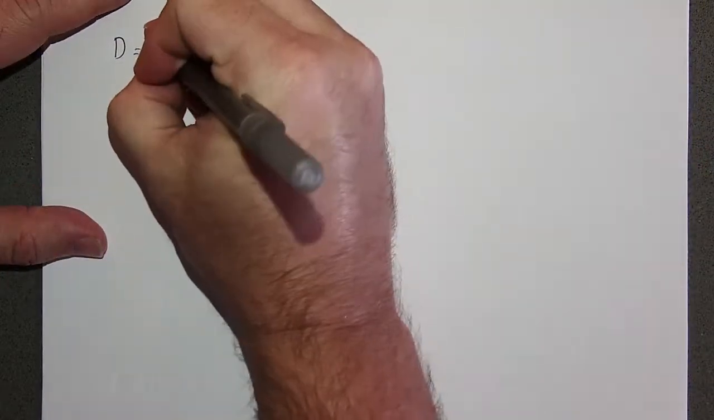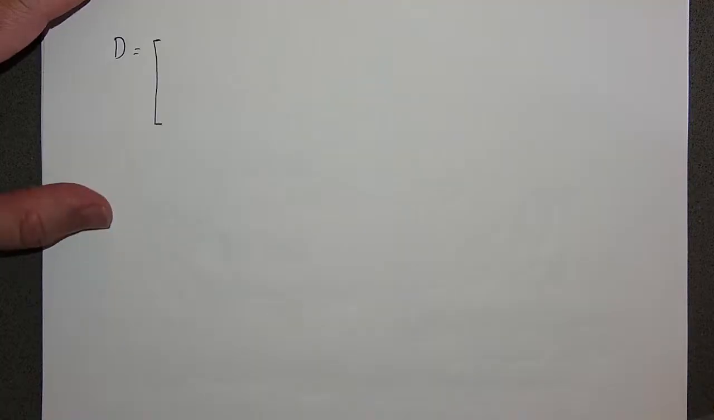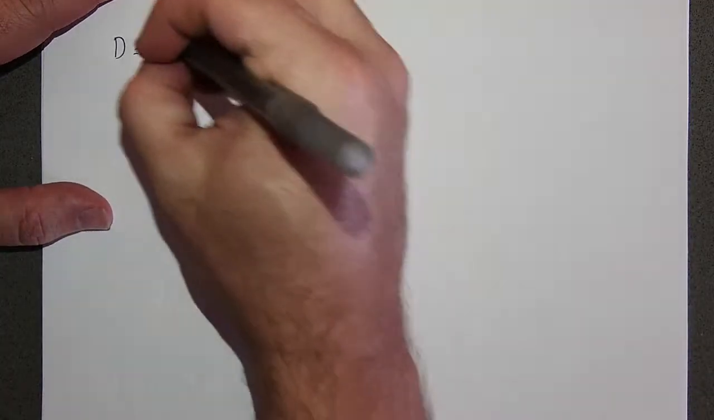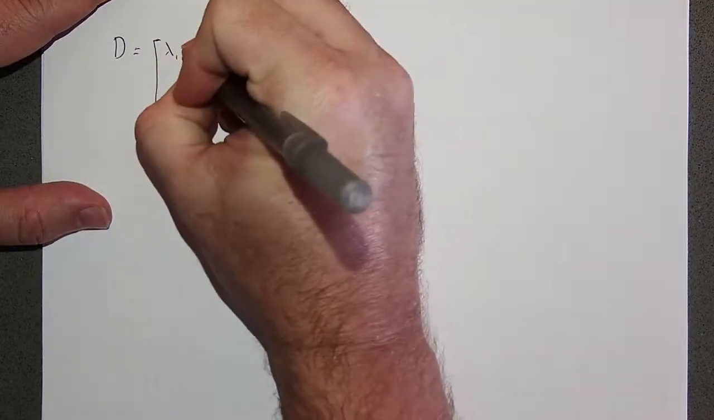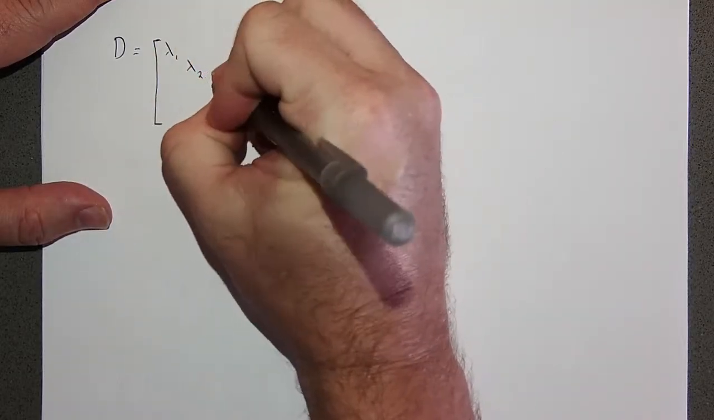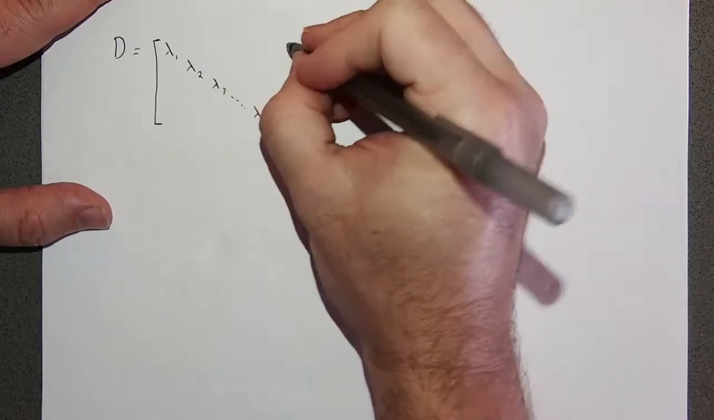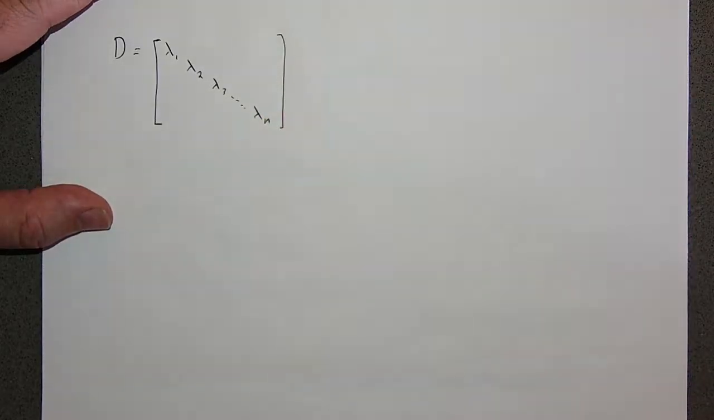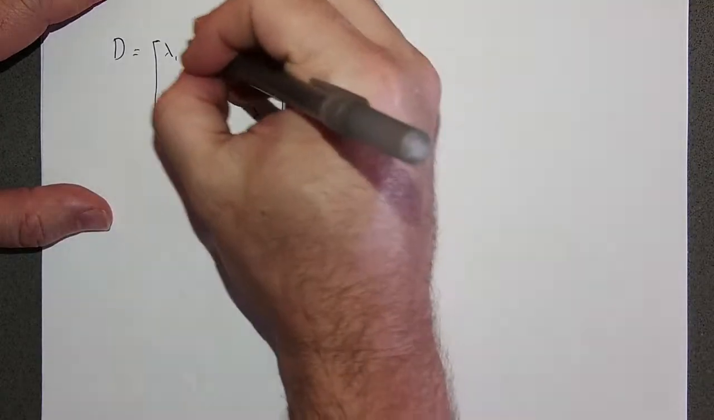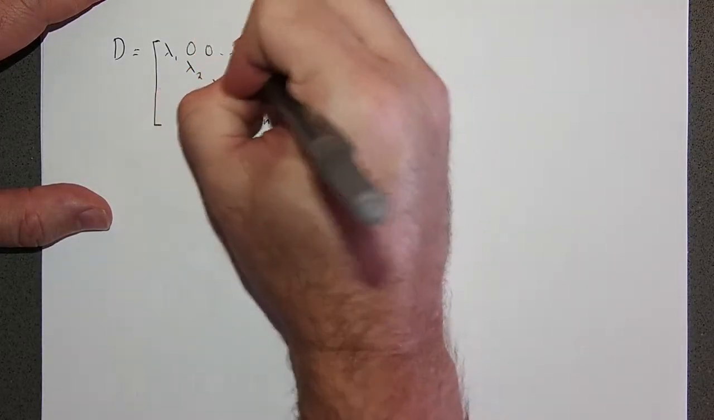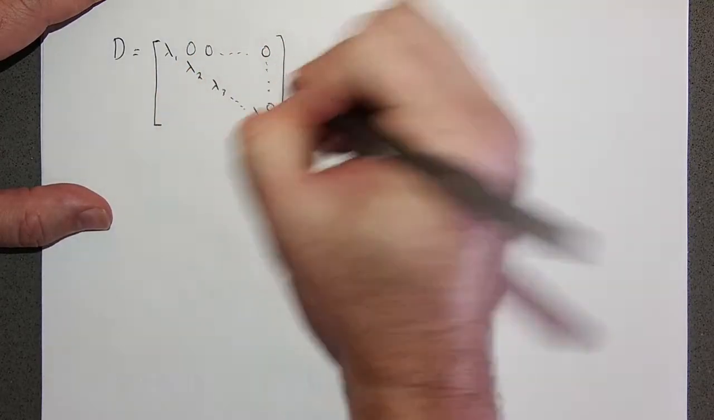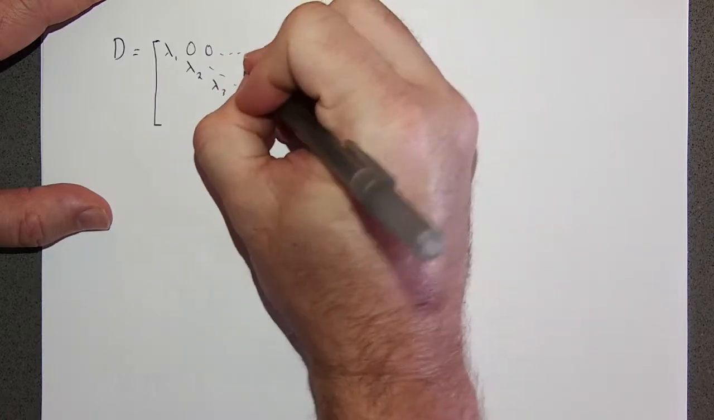So let's have a diagonal matrix D, and I'm going to write it suggestively like this. Let's say that this is my diagonal matrix. So those are its diagonal entries, lambda 1, lambda 2, and everything else is 0.